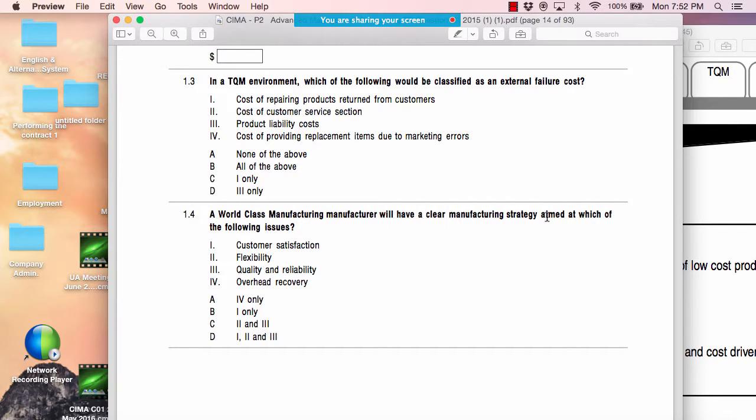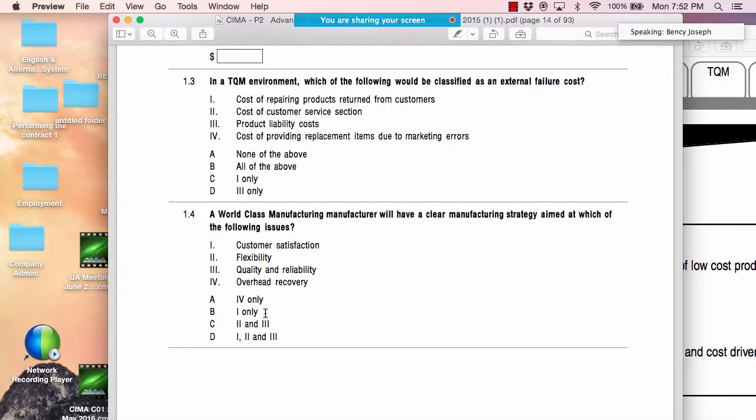A clear manufacturing strategy aimed at which of the following issues? Customer satisfaction, flexibility, quality and reliability, overhead recovery. So you said A, which is overhead recovery, and Ben C, you went with customer satisfaction. That's right. Yeah, that's what I chose.